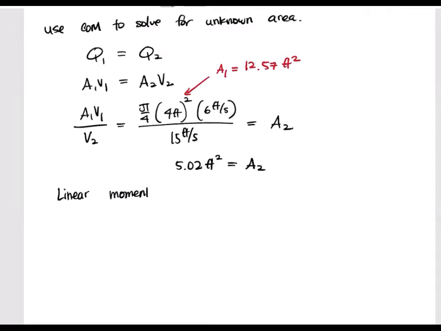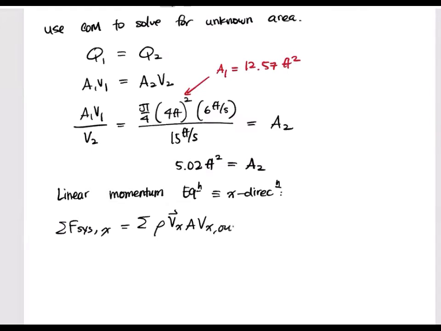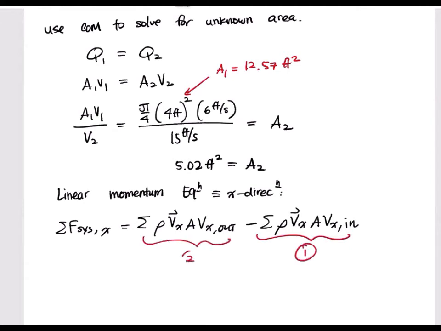So, we're just considering the x direction, okay, where the sum of the forces onto the system in the x direction is equal to the sum of rho, directional velocity x, a magnitude velocity x, and this is all out, minus the sum of density, directional velocity x, a magnitude velocity x in, where in is location 1 and out is location 2.